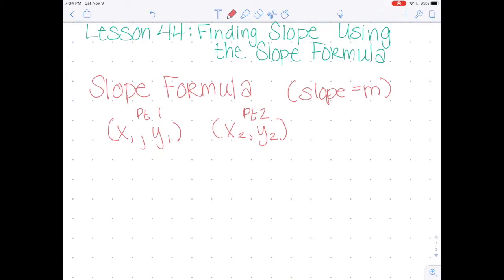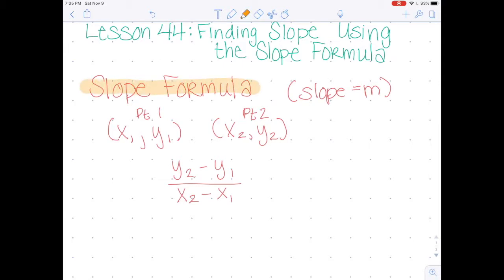So we take any 2 points on the line, or usually these will be given to you, and all you're going to do is rise over run. So rise is how much it moves up and down, so that's y. So we do y2 minus y1 divided by x2 minus x1. And that is all there is to the slope formula. This is what we need. Okay, so let's try this out.